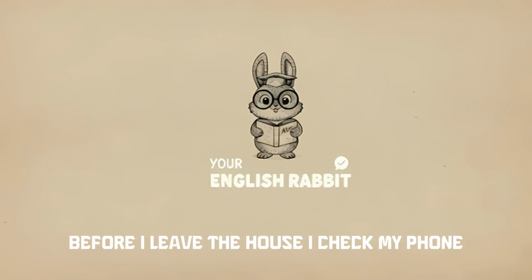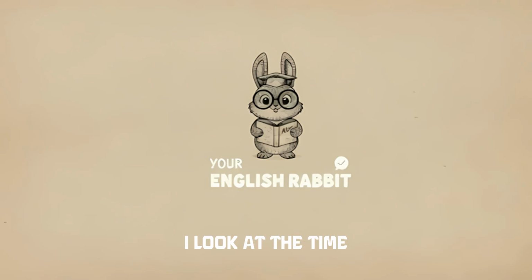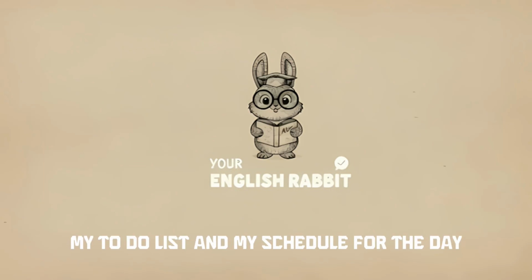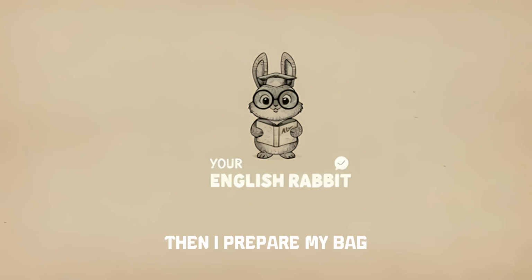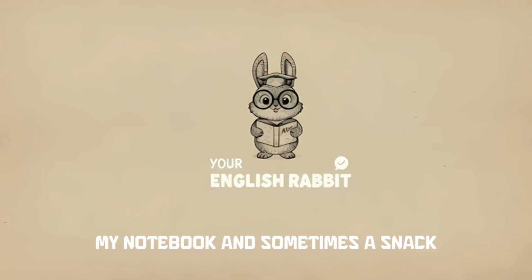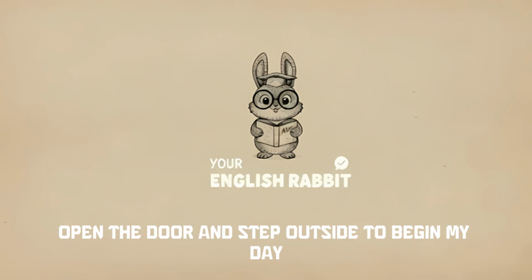Before I leave the house, I check my phone. I look at the time, my to-do list, and my schedule for the day. Then I prepare my bag. I make sure I have everything: my phone, my wallet, my notebook, and sometimes a snack. Finally, I put on my jacket and shoes, open the door, and step outside to begin my day.